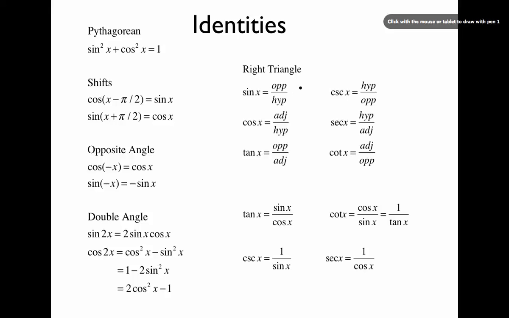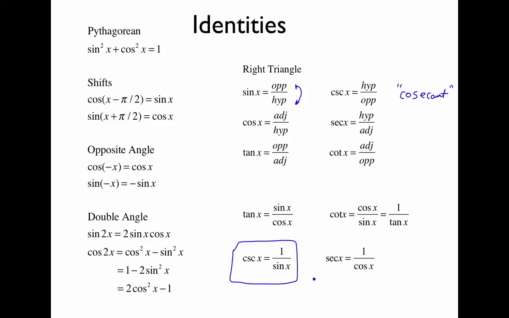The first one is, if you take the sine ratio, opposite over hypotenuse, and you flip it over, hypotenuse over opposite is what's called cosecant. And it's abbreviated CSC. So since it's the sine ratio flipped over on its head, it's just 1 over sine. So there's another identity. The cosecant is 1 over sine because it's hypotenuse over opposite instead of opposite over hypotenuse.